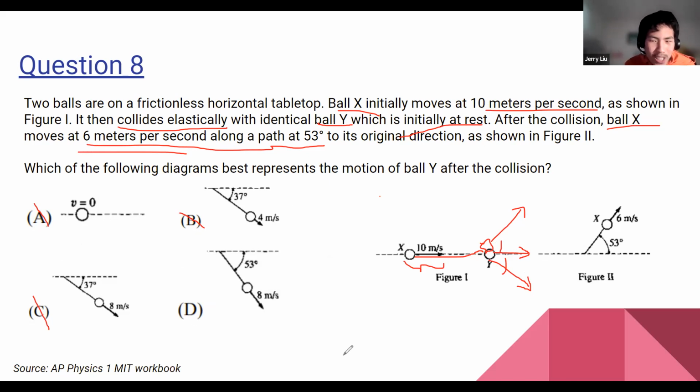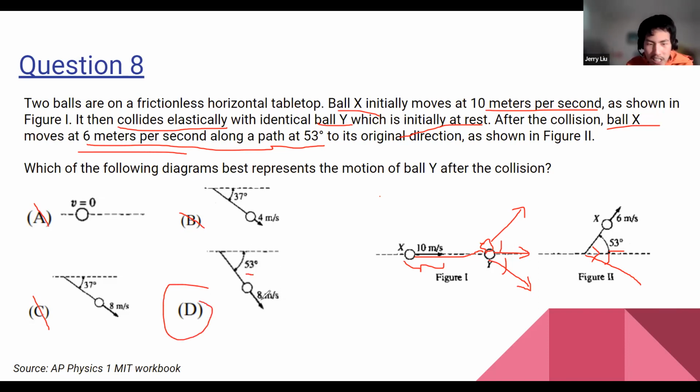B and C have the wrong direction. It should be 53 degrees down. It should not be 37. The reason they put 37 there is to trick people up into thinking that, oh, well, it moves down and right, and this forms a right angle, so it must be intuitively okay. This only works if this is a 45-degree angle, like just perfectly diagonal. In this case, it's not. And yeah, diagram D is the best answer.